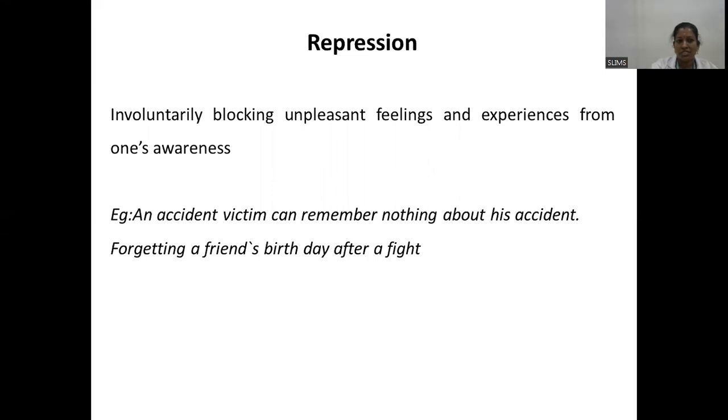Repression: involuntarily blocking unpleasant feelings and experiences from one's awareness. Example: accident victims can remember nothing about the accident, or forgetting a friend's birthday after a fight.